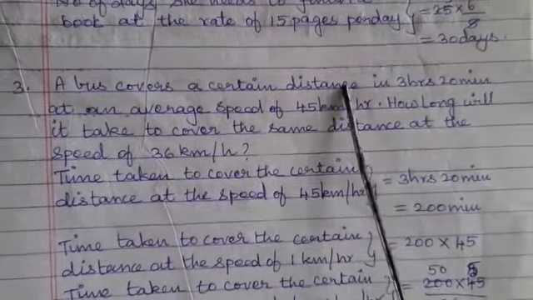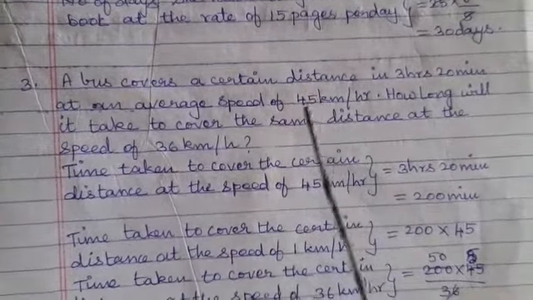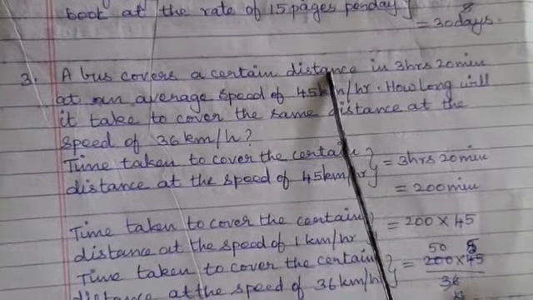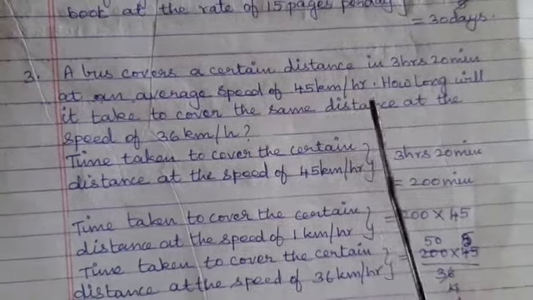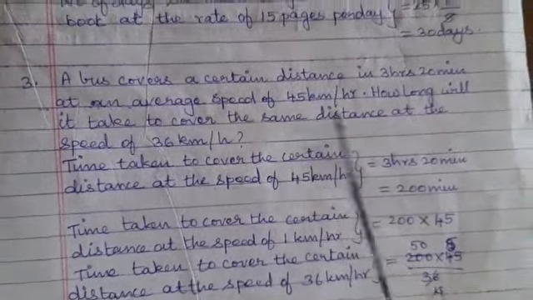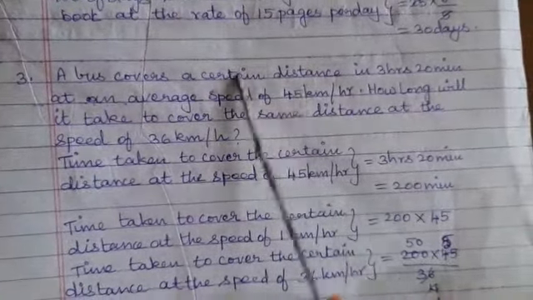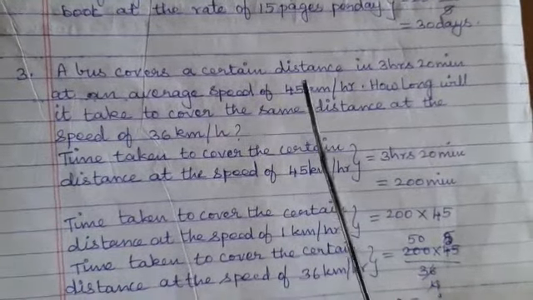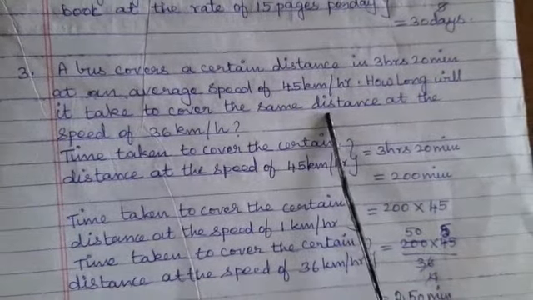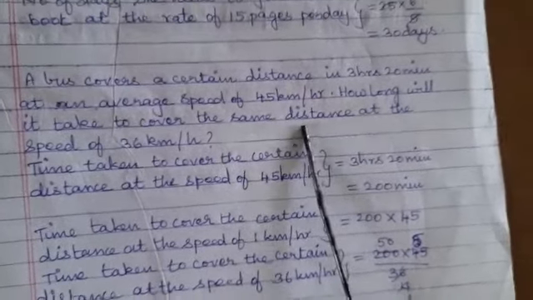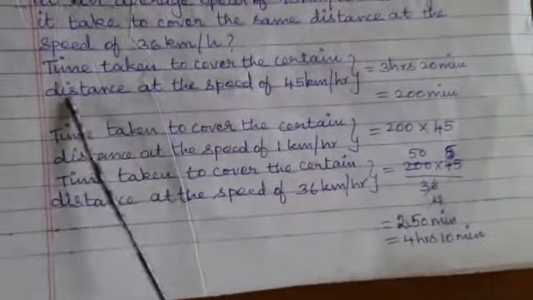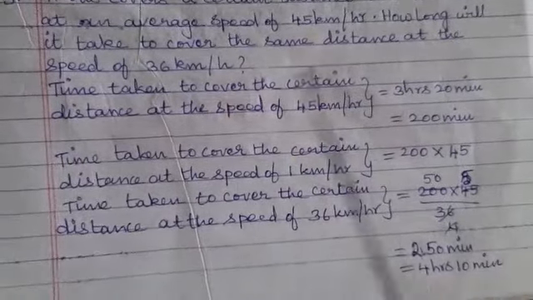So the distance in the statement as well as in the question, the certain distance and the same distance, both are the same. That is a constant here. Whatever example I have given, 25 kilometers, here also 25 kilometers. So both distances are constant in this question. Now we'll see how to create the statement here.